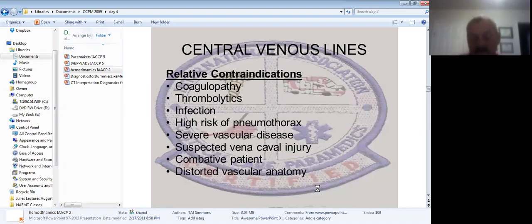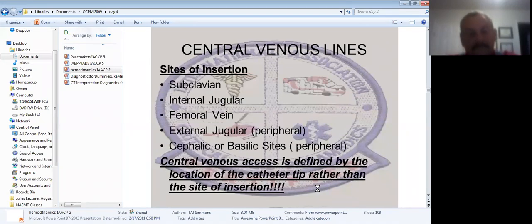Or if they have some sort of distorted anatomy that would make the insertion so risky that it's just not worth it. So some of the common sites of central venous access are subclavian, IJs, femorals, or externally you could have an external jugular or cephalic or basilic site. So remember, the central venous line is defined by where the tip of the catheter is, not the insertion site, which is one of the reasons that EJs are listed.